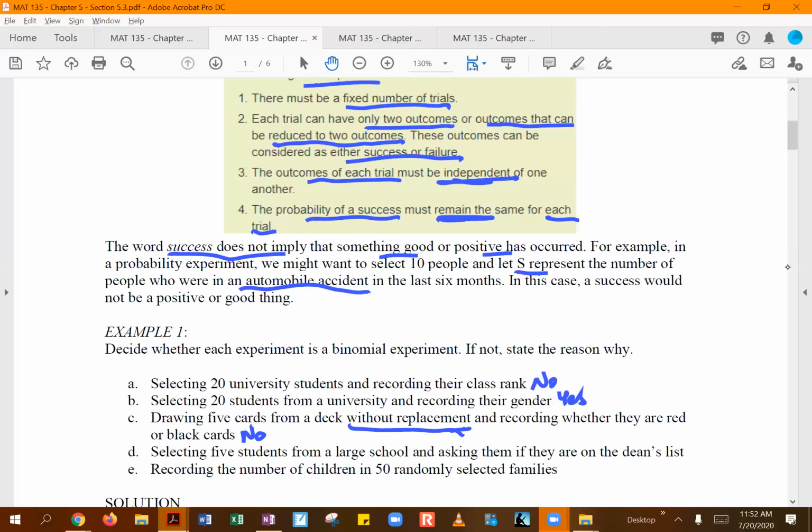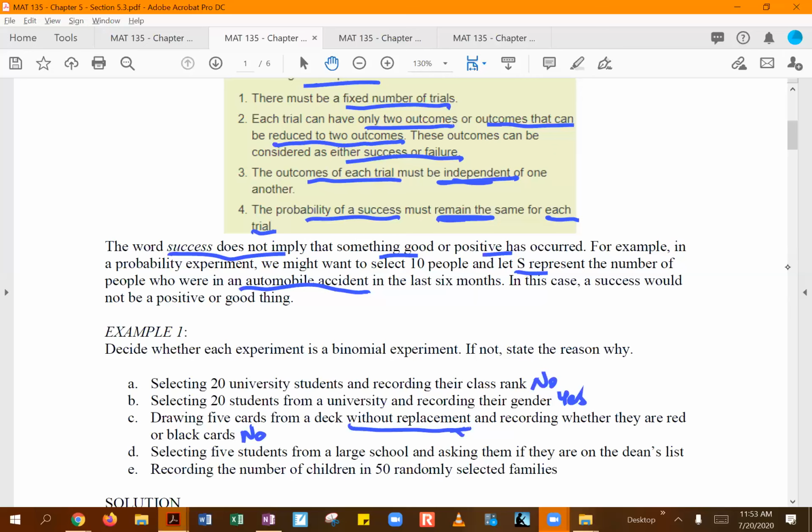Selecting 5 students and asking them if they are on the dean's list. Is this a binomial experiment or not? Alexander, Lily, okay, you guys are saying yes. Yeah, so again, you have a fixed number of trials. Obviously, there will only be 2 outcomes. You're either on the dean's list or you're not.